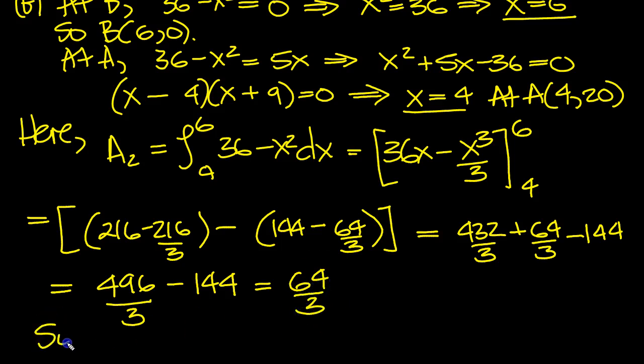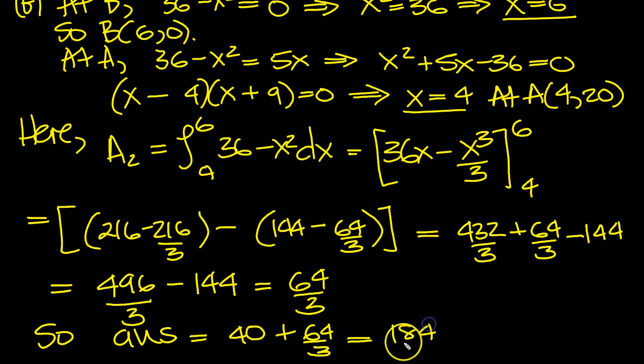Now, so the answer then, the area under the curve will equal 40 plus the 64 over 3. 120 plus 64 is 184 thirds, and that's units squared.